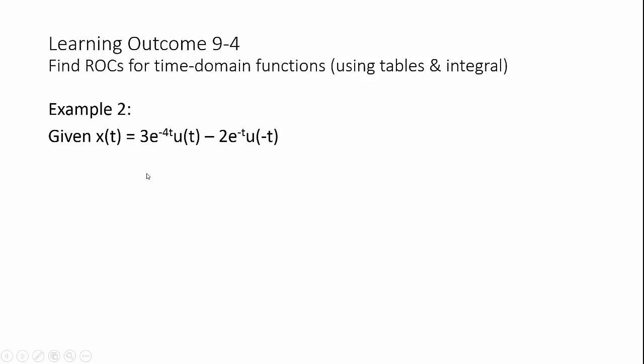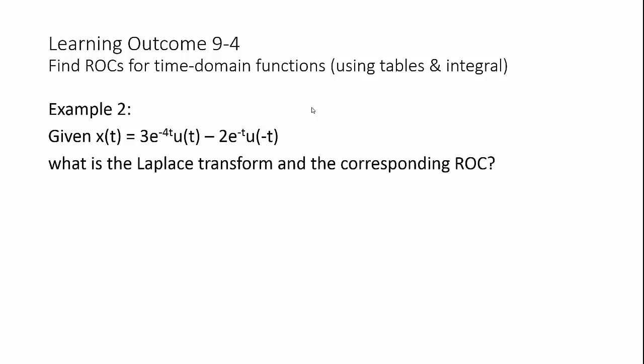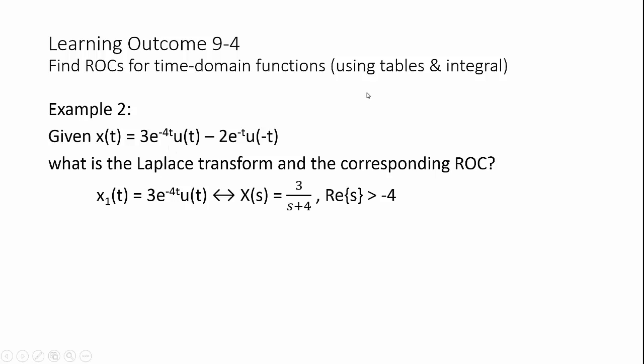Let's try another example. x(t) is 3e^(-4t)u(t) minus 2e^(-t)u(-t). Notice here we've got this negative inside of our u. That's going to flip it around where we're talking about time less than 0. We want to know what's the Laplace transform and the corresponding region of convergence for this new function. Looking at our table 9.2, the first part does not change from the previous example. We'll still have a Laplace transform of 3 over s plus 4 with a region of convergence where the real part of s is greater than negative 4.